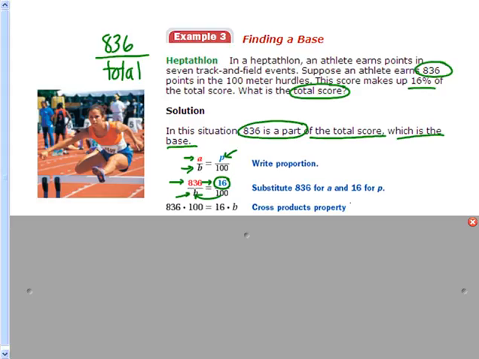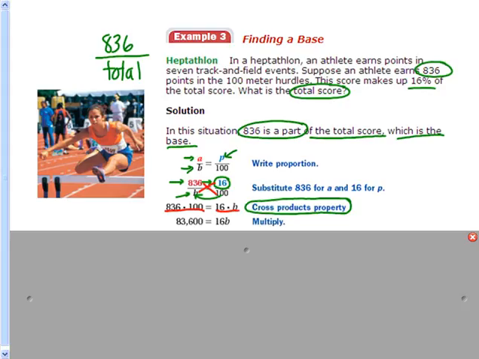Now, this time they're solving the proportion using a different method. This time they are using cross products. We know in a proportion that cross products must always be equal. So this times this must equal this times this. So notice that they're writing that down. I know 836 times 100 must equal 16 times B, and then they're simplifying. 836 times 100 is 83,600. That is equivalent to 16B.